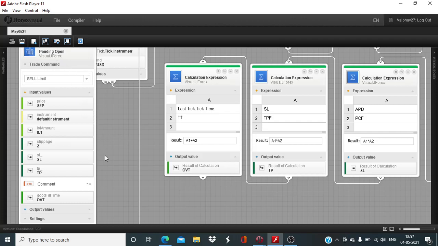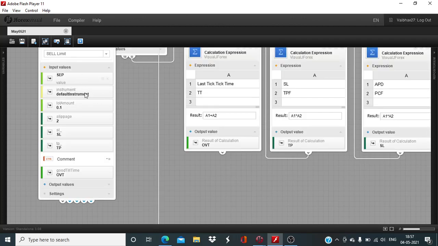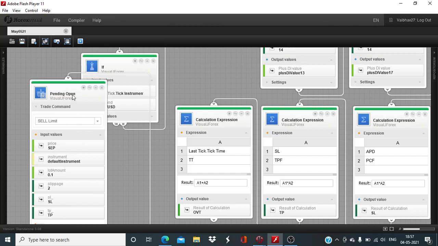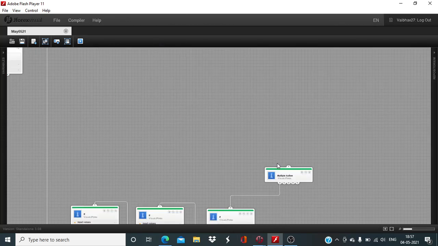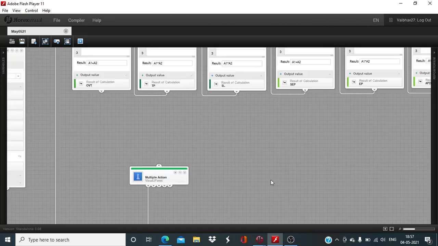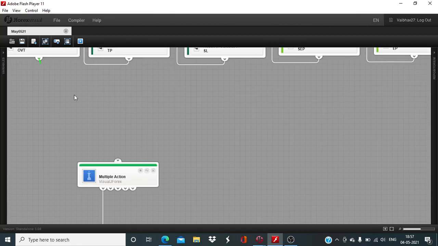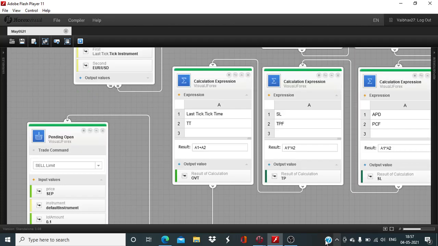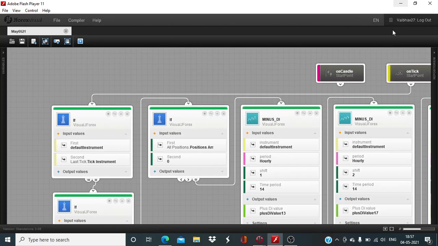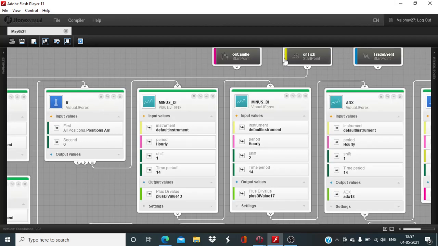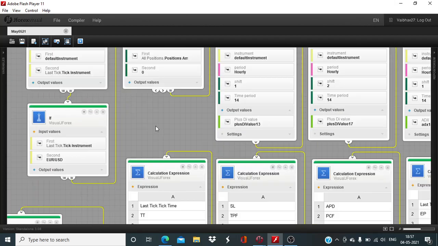So we have defined all these input values for this block, the execution block, and I will join it to multiple action. Also we will color code it to see whether the trade flow is going through all the way till the very end.